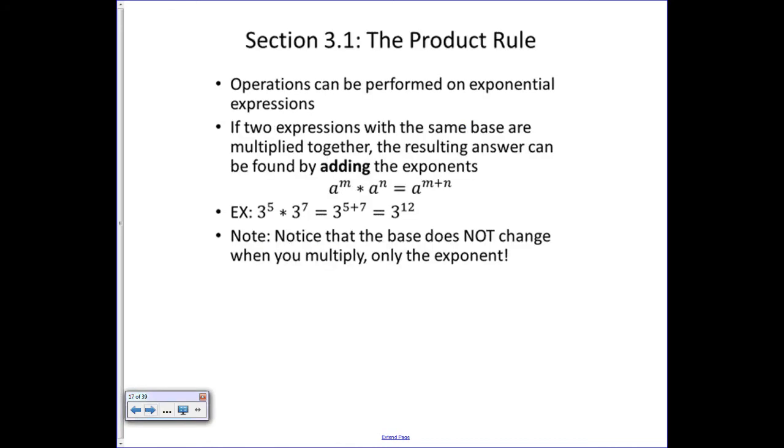So we can perform operations on exponential expressions. If we have two expressions with the same base multiplied together, then the resulting answer can be found by just adding the exponents. So for example, 3 to the 5th times 3 to the 7th, that's just equal to 3 to the 5 plus 7, or 3 to the 12th. And notice that the base doesn't change when you multiply. The only thing changing here is the exponent.